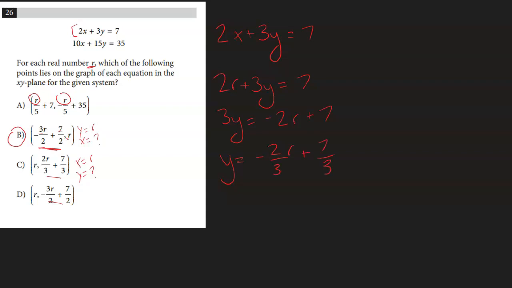We'd get 3y equals negative 2r plus 7, and then y equals negative 2 over 3r plus 7 over 3. And looking at the answer choices, this has all the right numbers, except that's not a negative, so C is wrong. And this one has an inverse, so that's wrong. And since B is right, A is still wrong, I would go with B.